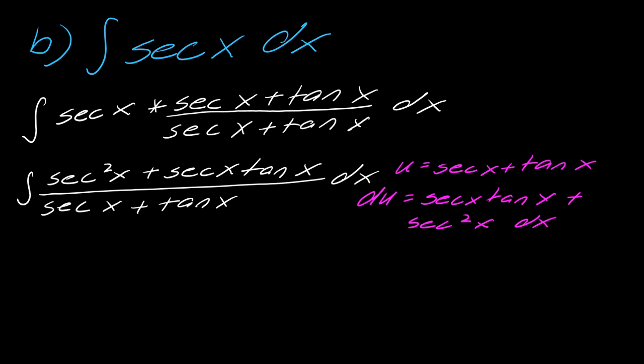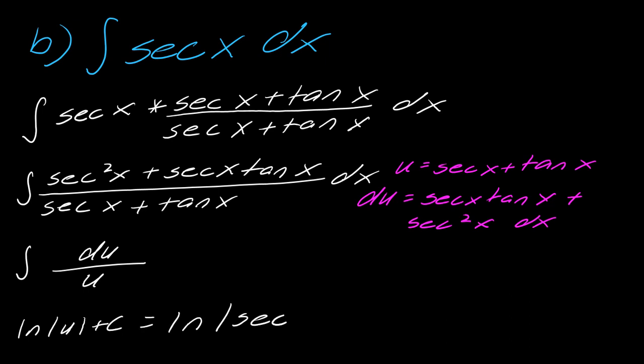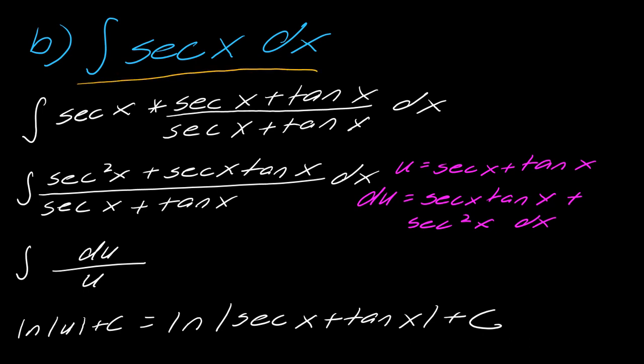So now I can rewrite all of this as just du over u. Boom. And now I can go ahead and finish this. So this is the natural log of the absolute value of u plus c. And now I just replace my u, so this will be the natural log of secant x plus tangent x plus c. And there you go. If I'm trying to take the indefinite integral, it will be this. Boom.